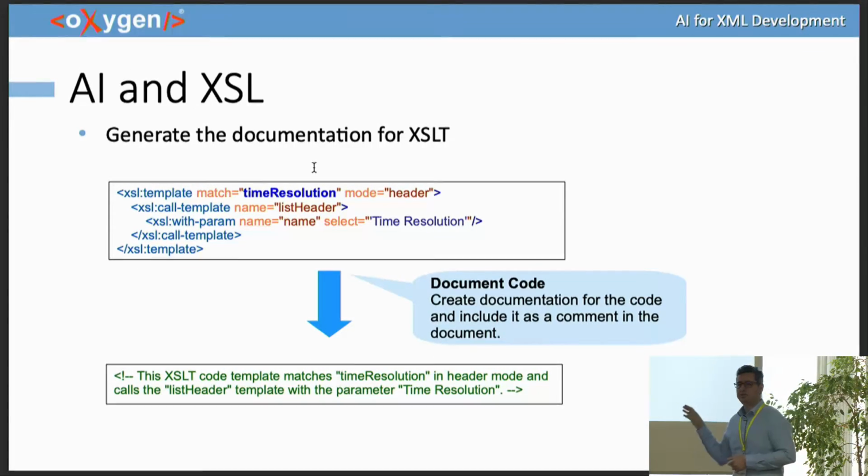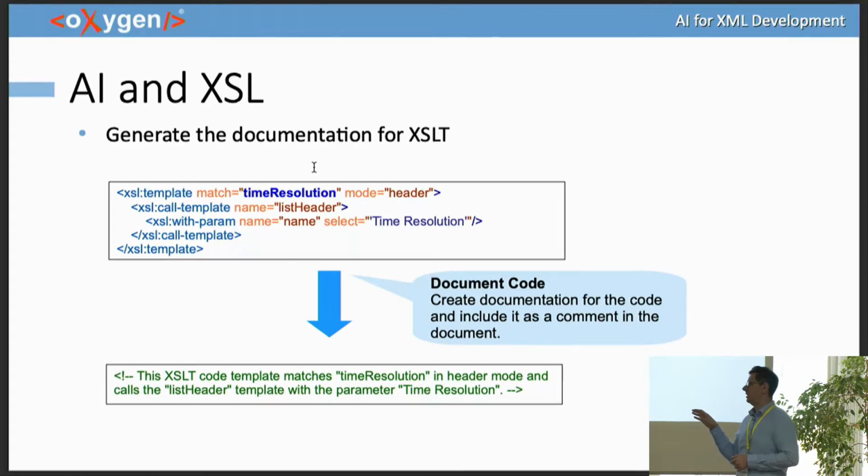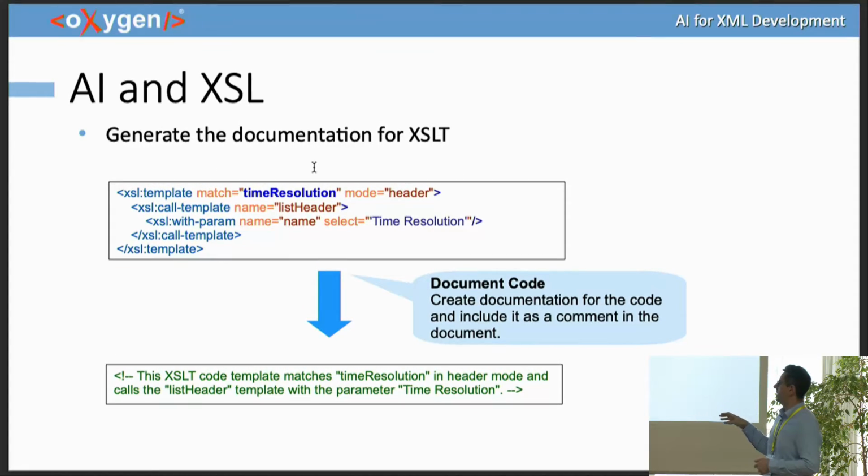So it understands the structure of the XSLT, understands that you have a match, that you have a call template, understands all the structure of the XSLT, and this is good because then you can use this AI to also maybe change something in your XSLT. So if you ask the AI to change something later, it will know because it knows the structure of the XSLT.